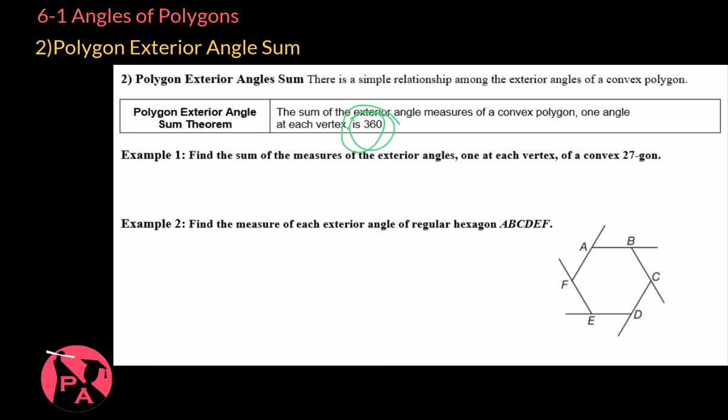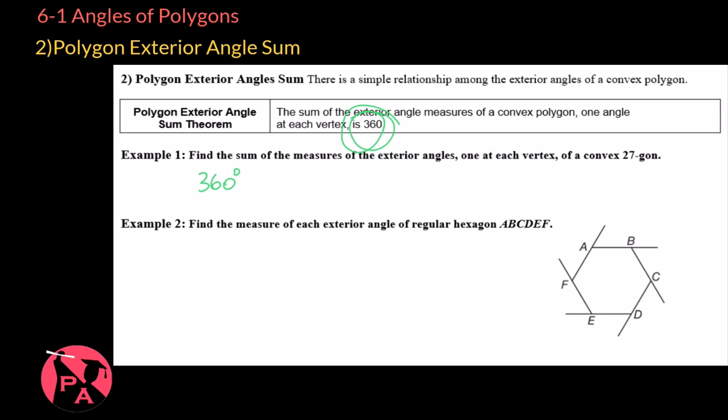So let's check the first example out. It says find the sum of the measures of the exterior angles. So remember, it's always 360. It doesn't matter how many sides this convex polygon has. It has 27, but it doesn't really matter. So the answer is going to be 360 degrees anyway, if it is the sum of the exterior angles.